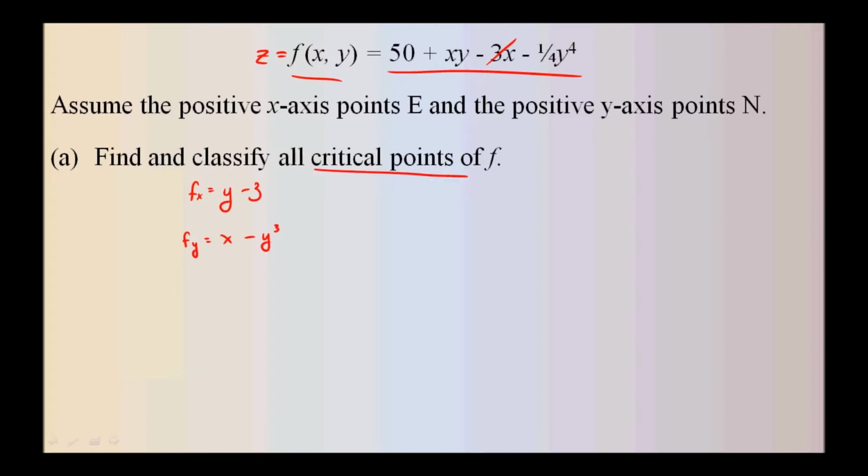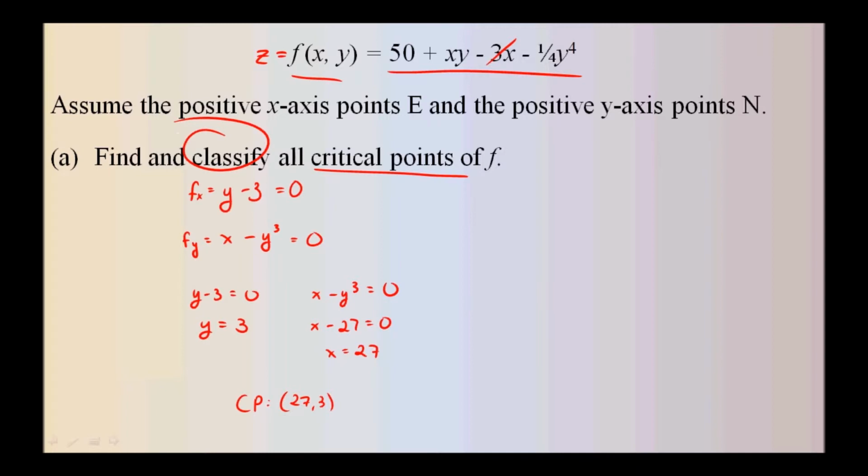So the problem says critical points. What do we want to do when we find critical points? Well, we derive, like we did here, the two partial derivatives we have. But critical points indicate finding some sort of maximum or minimum value. We set it equal to 0 in both cases. So y minus 3 is equal to 0. Y equals 3. X minus y cubed equals 0. We know y equals 3. So x minus 27 equals 0. X equals 27. Our critical point is therefore 27, 3.